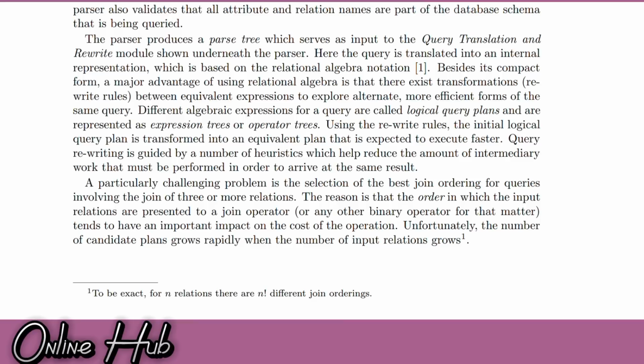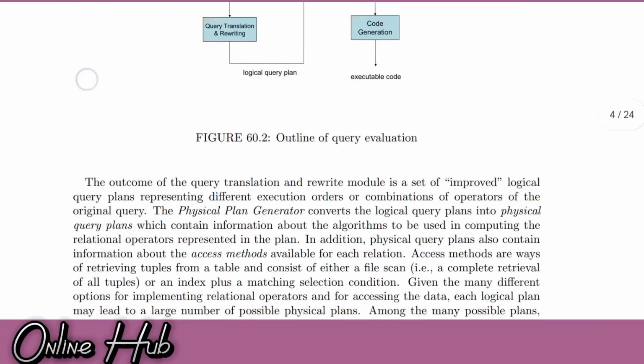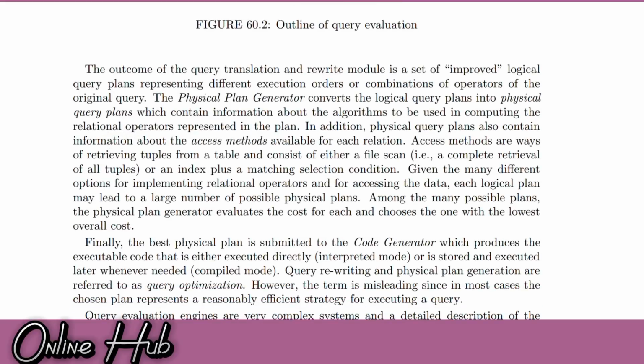A particularly challenging problem is the selection of the best join ordering for queries involving the join of three or more relations. The reason is that the order in which the input relations are presented to a join operator, or any other binary operation for that matter, tends to have an important impact on the cost of the operation. Unfortunately, the number of candidate plans grows rapidly when the number of input relations grows. The outcome of the query translation and rewrite module is a set of improved logical query plans representing different execution orders or combinations of the operators of the original query.